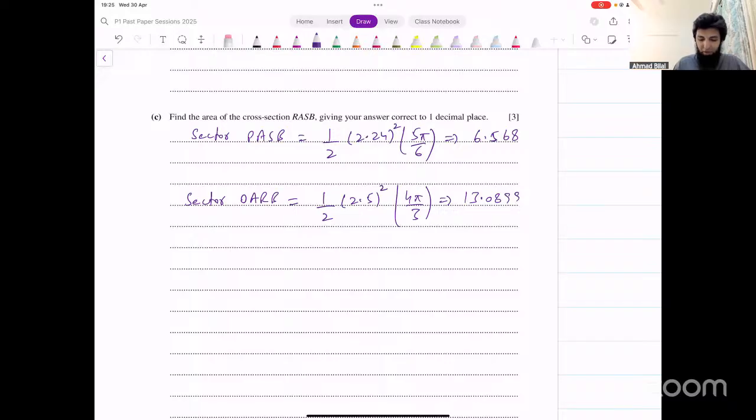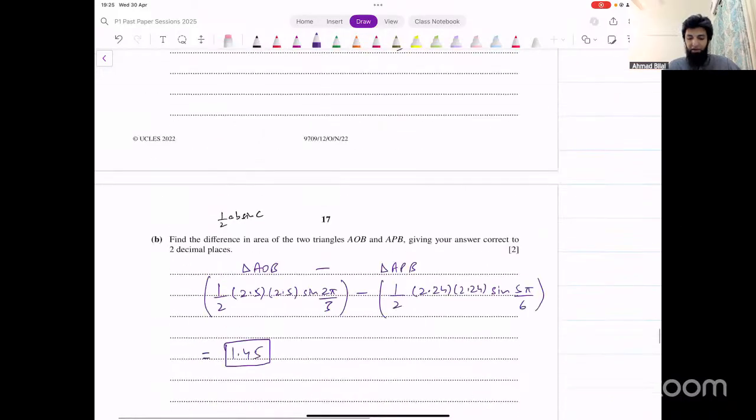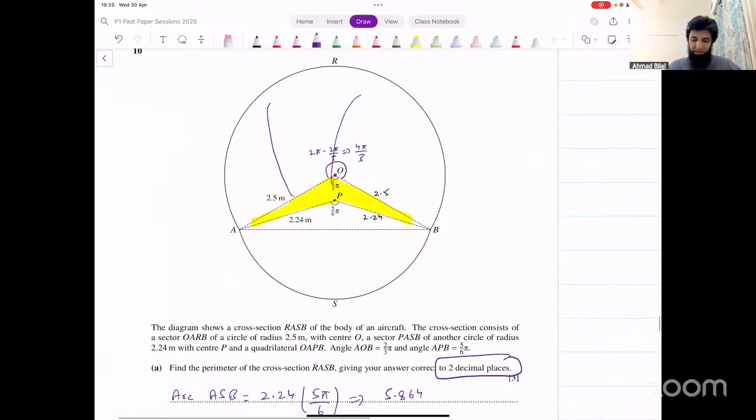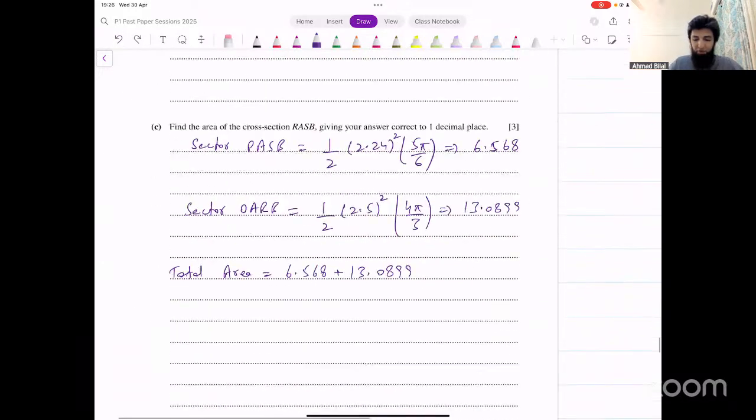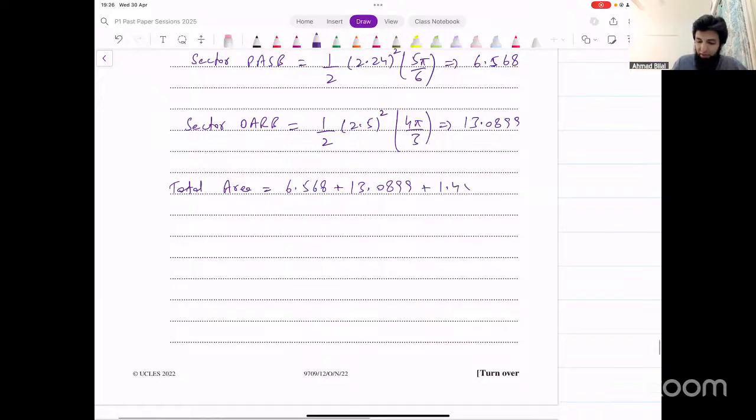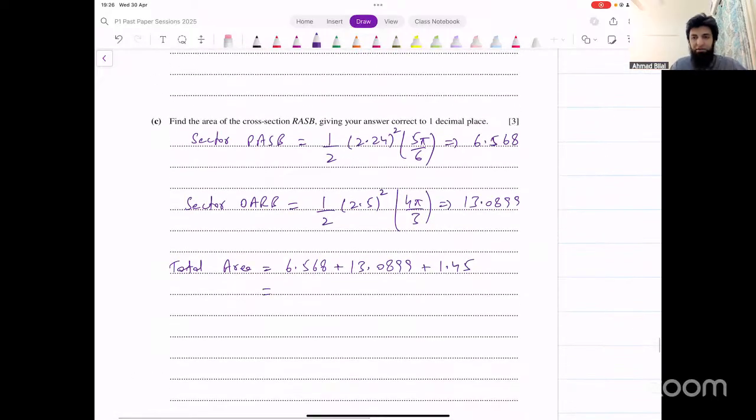And then you find the total. The total area of that cross section, what does that turn out to be? 6.568 plus 13.0899. These are the two sectors that we had here, this sector and the sector below, plus that yellow region that we found in the previous part, that was 1.45. We also add that to it. And that will give us the final result. You can see what that turns out to be. That's 21.1. We want an answer to one decimal place, so that's our final answer, 21.1. That's what we were looking for.